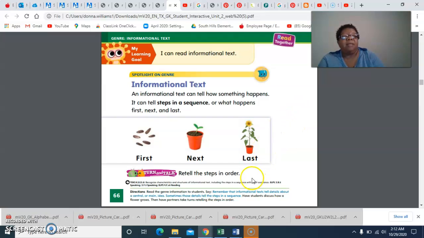So we talk about putting things in order or telling a story in order, talking about how something grows and putting it in order, how we get ready for school. Could be something that we also do for telling what happens or telling the steps to take, or if you're cooking something, that's another way that we sequence or put things in order, or we have to read the steps of a recipe in order to cook certain things that we want to cook.